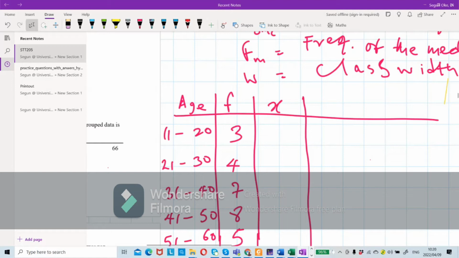Yes. Go ahead. I'm asking, 11 plus 20 divided by 2. 11 plus 20 divided by 2, that is the class interval. You add the class interval together, which is 11 plus 20 divided by 2, will give you the class mark. Okay, thank you. Everybody do that in your notes.